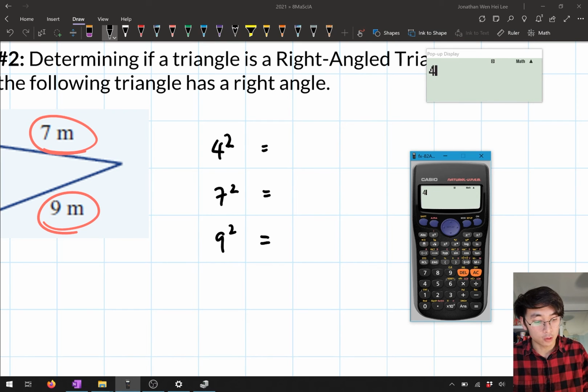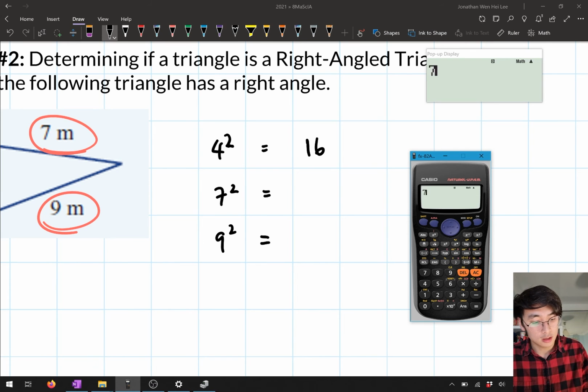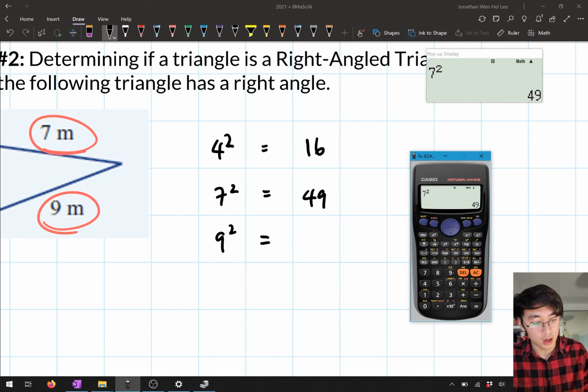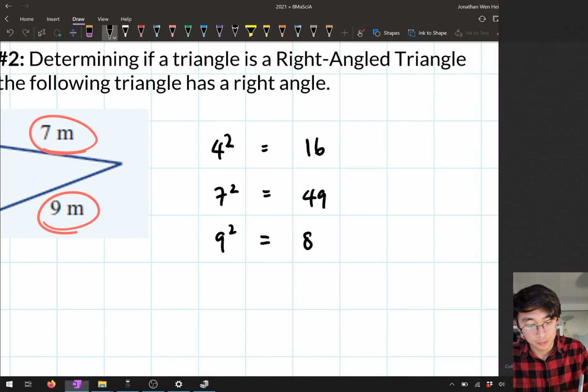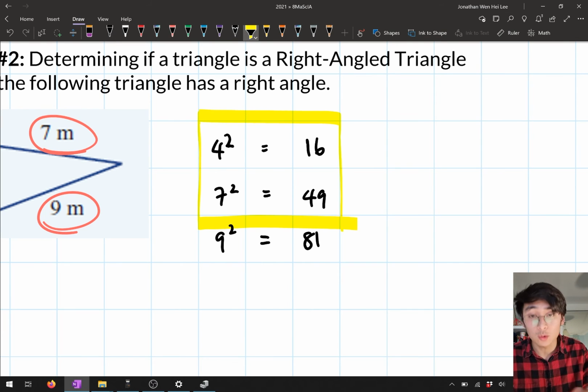So here, 4 squared is going to give me 16. 7 squared is going to give me 49. And 9 squared is going to give me 81. We actually did this one earlier as well. So now that I've done that, I'm going to add the smaller two sides. Pythagoras' theorem tells me a squared plus b squared is equal to c squared. a and b are my two shorter sides, and c has to be my longest side, so this 9 here.